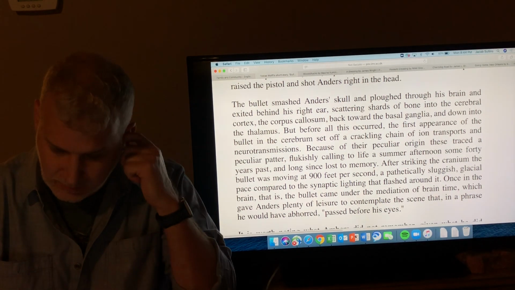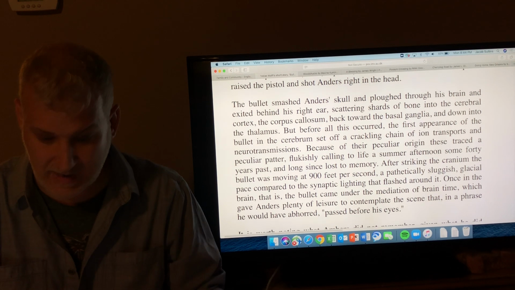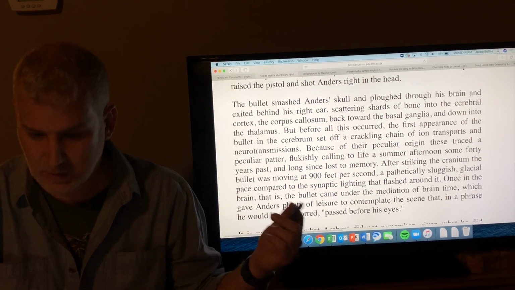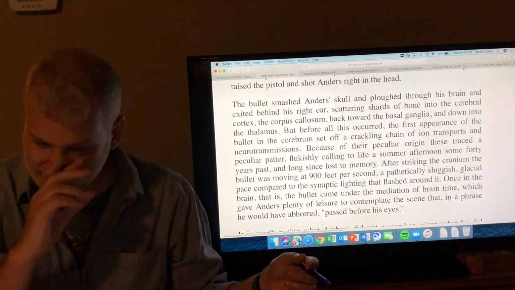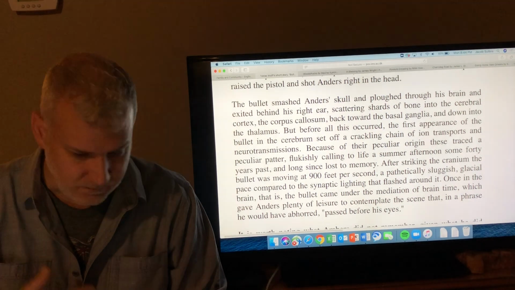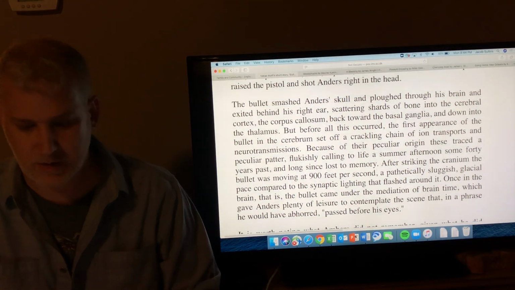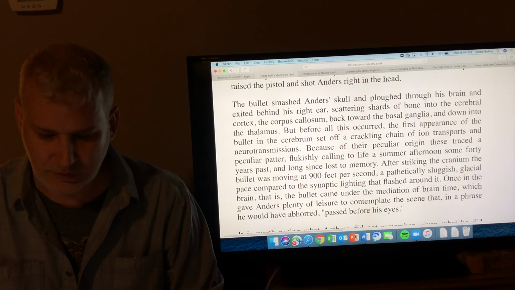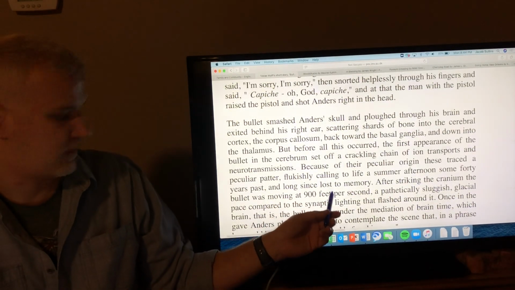But before all this occurred, the first appearance of the bullet in the cerebrum, another anatomy part of the brain, set off a crackling chain of ion transports and neurotransmissions. Again, this almost sort of neurological doctor who would describe your brain this way. Because of their peculiar origin, these traced a peculiar pattern, flukishly calling to life a summer afternoon some 40 years past and long since lost to memory.